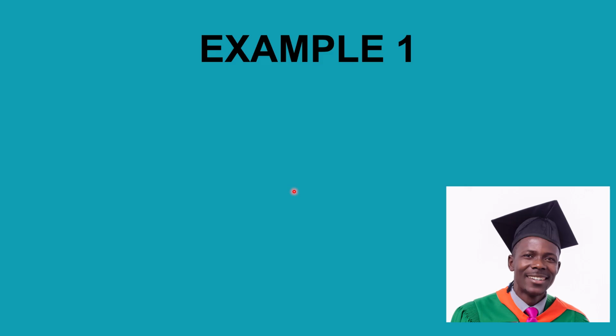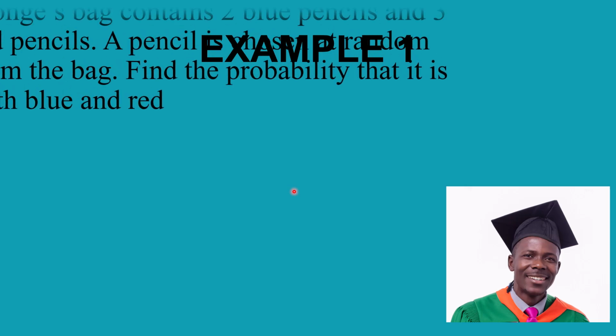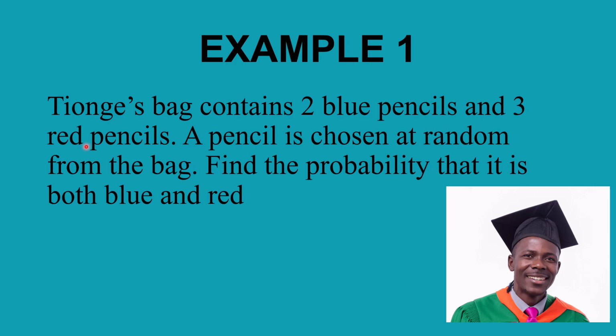Here we are in the example slide. Tionge's bag contains 2 blue pencils and 3 red pencils. These are colored pencils, so to say. A pencil is chosen at random from the bag. Find the probability that the pencil chosen is both blue and red. Great. Let's go into the solution slide.